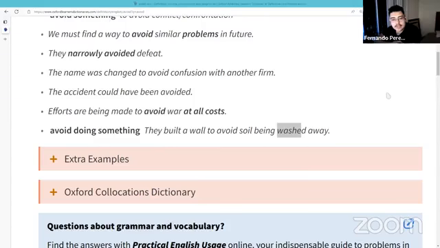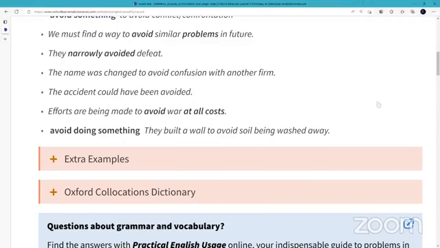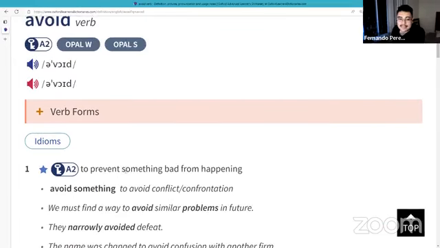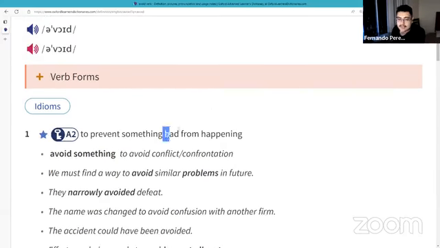So the reason they built a wall is to avoid. Do you remember what avoid is? Right? To avoid. Not permit. I want to avoid soil being washed away. Avoid is similar to prevent. Prevent and avoid are synonyms. We are avoiding something bad.